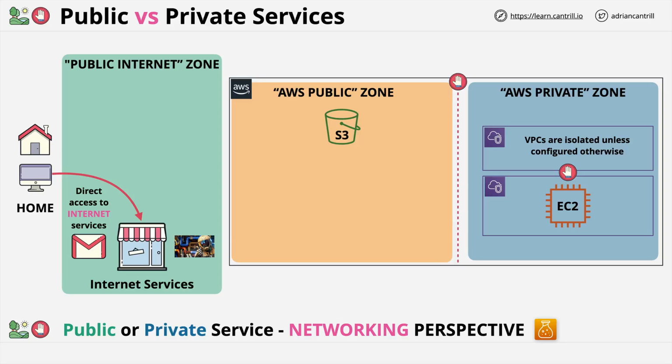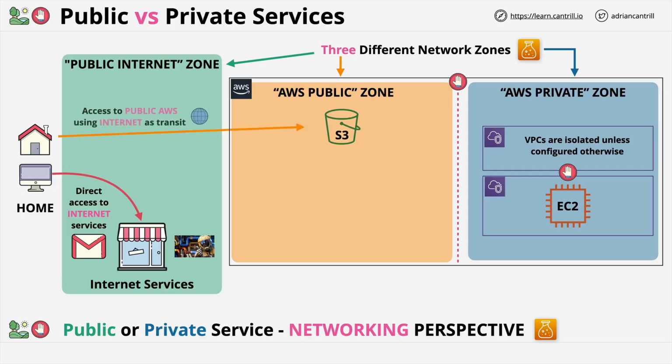So just to summarise, try and really understand this fundamental concept. We've got three different network zones: the public internet, the AWS private zone, which is where VPCs run from, and the AWS public zone, which sits in the middle, and this is where AWS public services operate from. Now, if you access AWS public services from anywhere with a public internet connection, your communication uses the public internet for transit to and from this AWS public zone. This is why you can access AWS public services from anywhere with an internet connection, because the internet is used to carry packets from you to the AWS public zone and back again for the return journey.